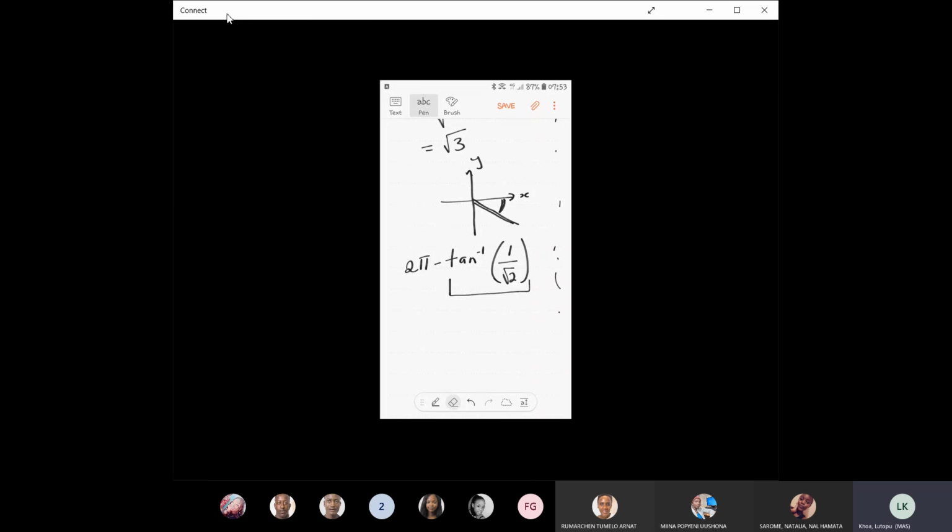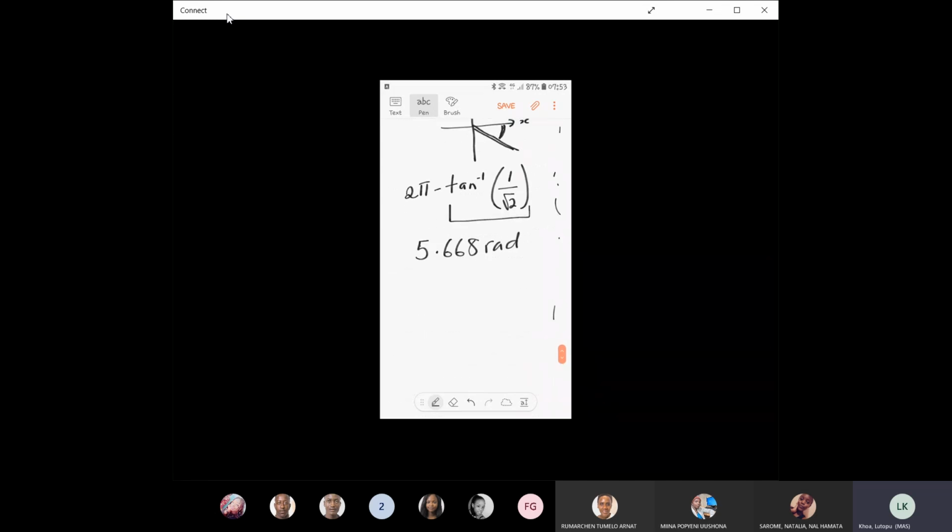Okay, I am getting 5.668 radians. Now this kind of makes sense, because 2 pi is 360 degrees and pi is 3 point something. So this is a number very close to 6 point something. So that tells us that it is in the fourth quadrant.